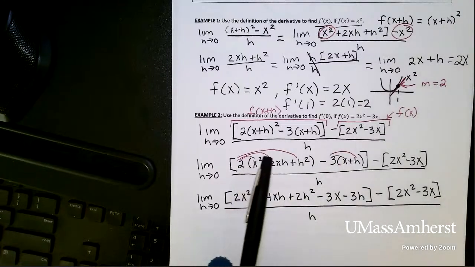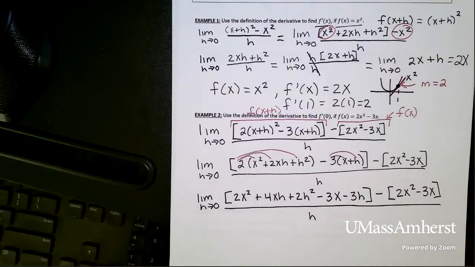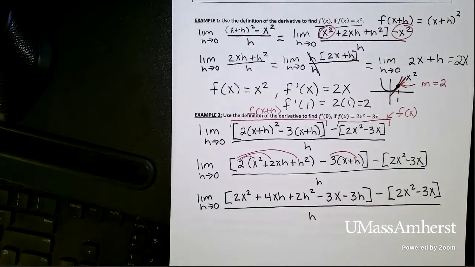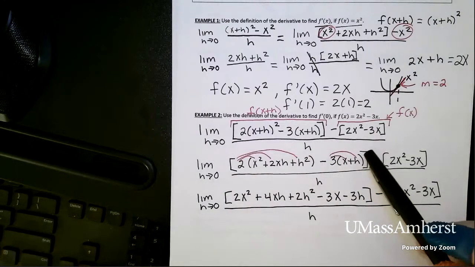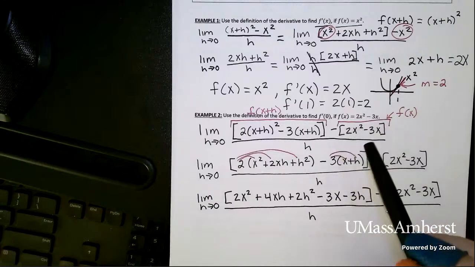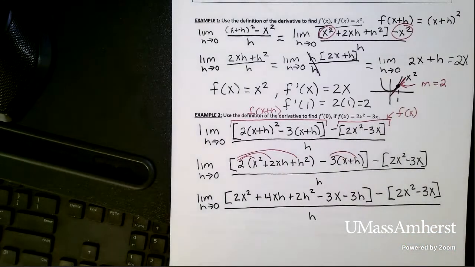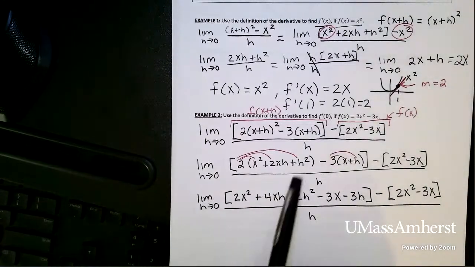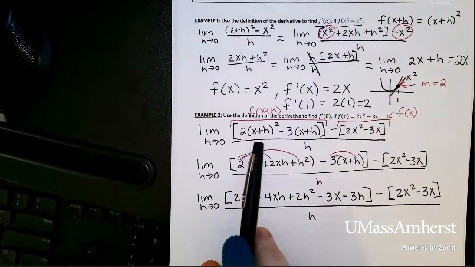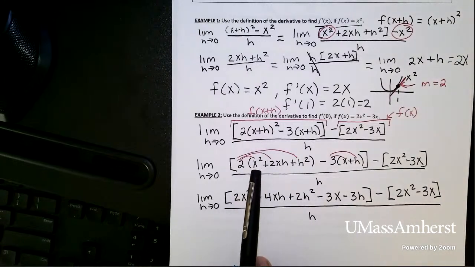So the f of x plus h term will be 2 times x plus h squared minus 3 times x plus h. And I put this in brackets to help me separate the different things that I'm doing. And then minus, we need to subtract off the f of x term. So I also just put that in brackets to keep them separate. So in the first couple steps, I'm just working within the first bracket to simplify. So first I squared out the x plus h. So x squared plus 2xh plus h squared.